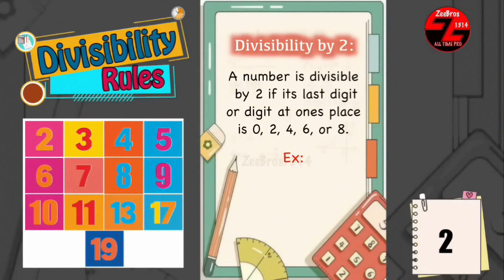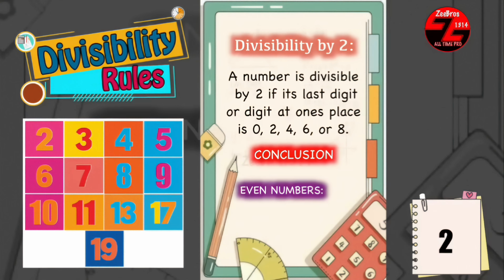Let's take another example. 510. Here the digit at one's place is 0, which comes under the divisibility rule. Hence this number is divisible by 2. So we can also say all even numbers are divisible by 2 and odd numbers are not divisible by 2.